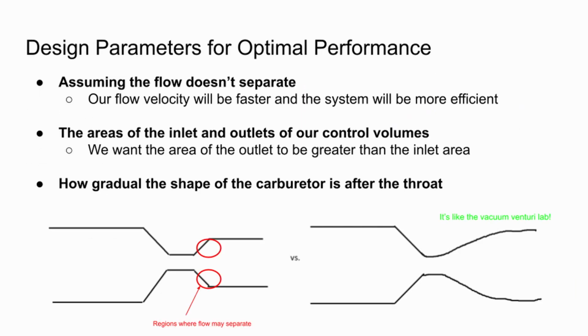All of our equations were heavily dependent on area and density, so the geometry of the venturi as well as the fluid choice are very important. In order to optimize performance, we want to reduce the risk of flow separation by having the throttle of the carburetor diverge gradually as opposed to having sharp angles. This is similar to what we observed in the vacuum venturi lab. We can also have a smaller exhaust area than inlet area for faster fluid flow into the combustion chamber.